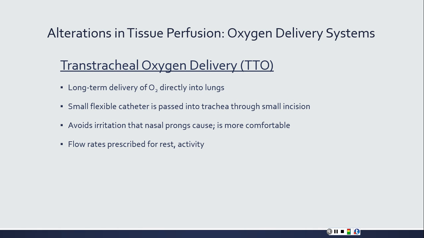So this is your trachea or tracheostomy tube. Okay, this is what they're talking about there. The patient is going to have long-term levels of oxygen. It can kind of take away some of the irritation. Flow rates are prescribed for rest and activity. Basically, it protects the airway and keeps the airway patent.